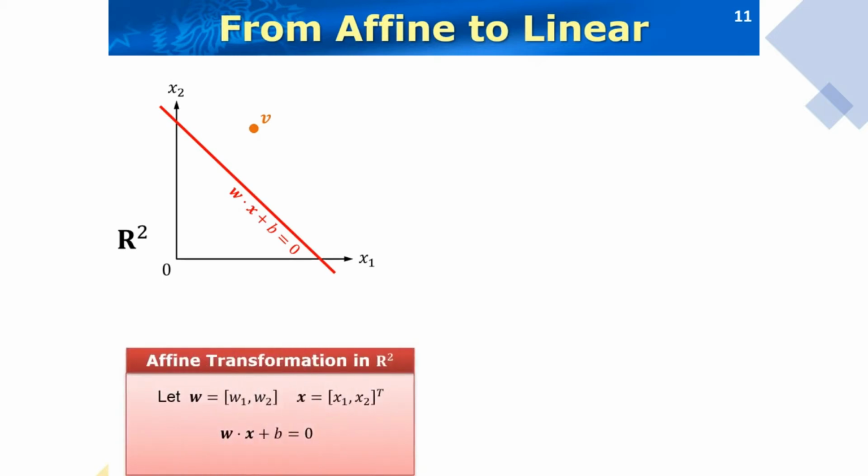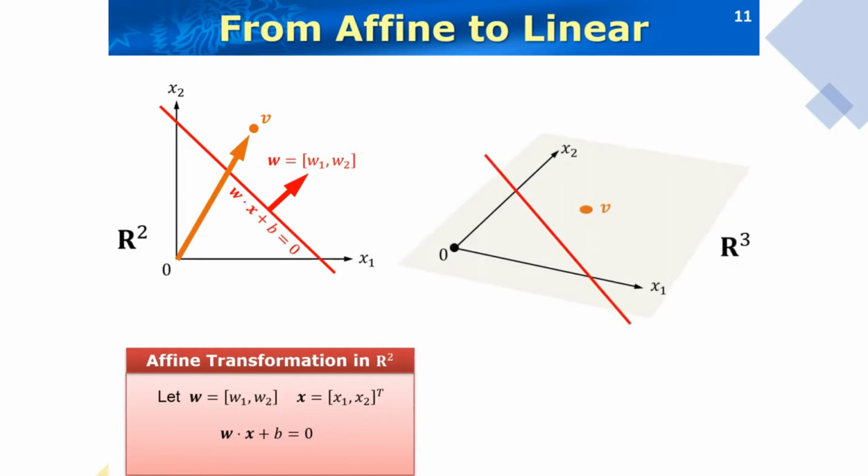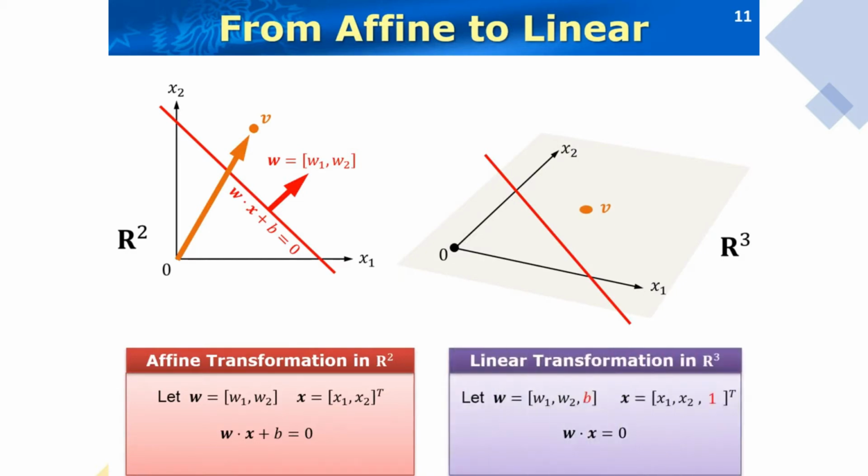To explain this more clearly, let me take an example. Given a data point v and a line in 2 dimension, we want to determine if v is above this line. Since this line does not cross the 0 point, we cannot simply use the angle between vector v and w to determine if v is above the line. However, if we convert this line into 3 dimension, it will become a plane that crosses the 0 point. Specifically, we can add an element b into vector w and an element 1 into the vector x, and then the line takes the form wx is equal to 0 in 3 dimension.